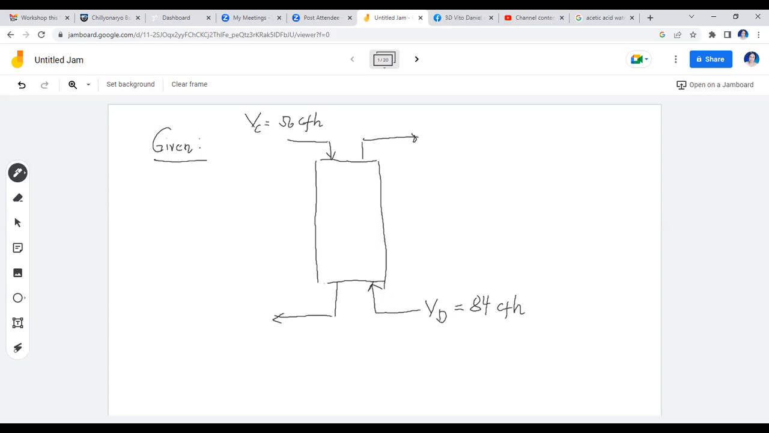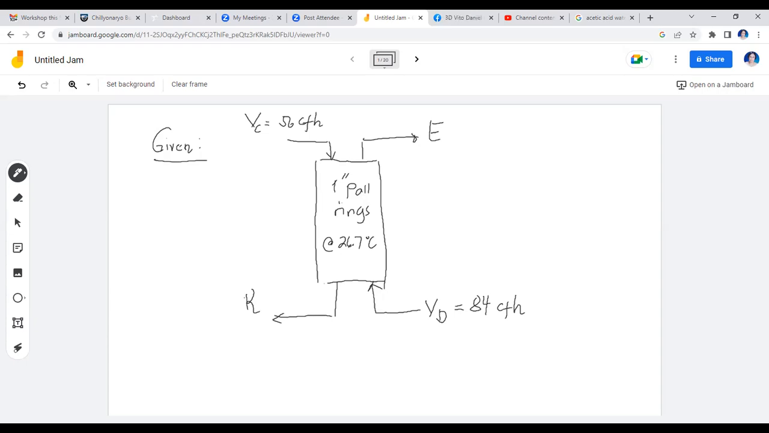Your tower uses 1-inch pall rings. So it's a packed tower, and it's operated at 26.7 degrees Celsius. Okay, and then of course, in our representation, this is our extract. So I will just represent this as E, and this is our raffinate. Because this time we're not using the representation L0, V2, V1, and L1. So your extract leaves at the top, your raffinate leaves at the bottom.